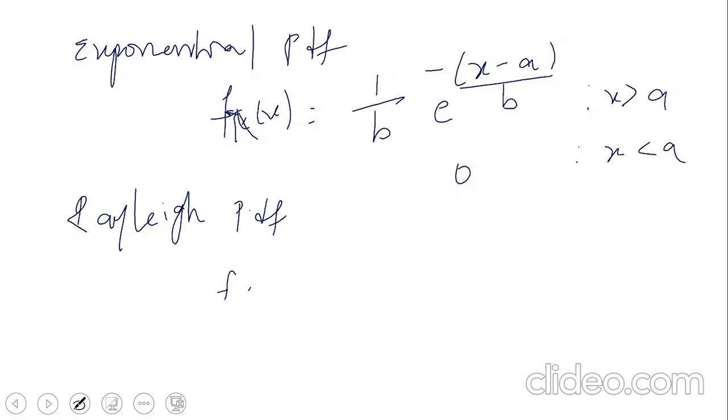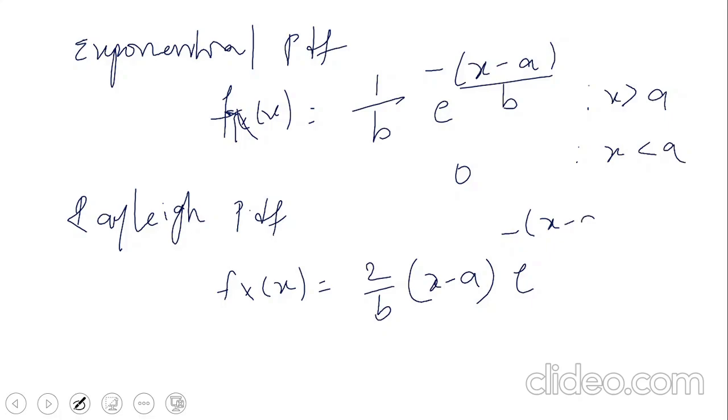Okay, so f x of x is equal to Rayleigh probability density function, 2 by b into x minus a into e power minus x minus a whole square by b for x greater than a, 0 for x less than a. If you remember exponential, you can write that for Rayleigh. This is 1 by b, this is 2 by b. x minus a is multiplied, here x minus a whole square. You remember it like this. This is for the Rayleigh probability density function. And next, Poisson's.